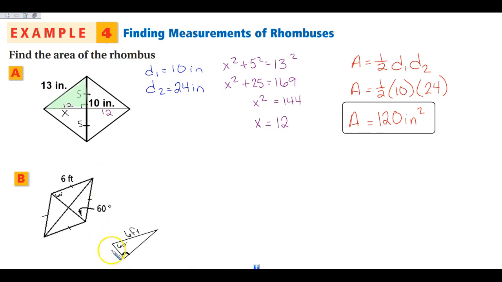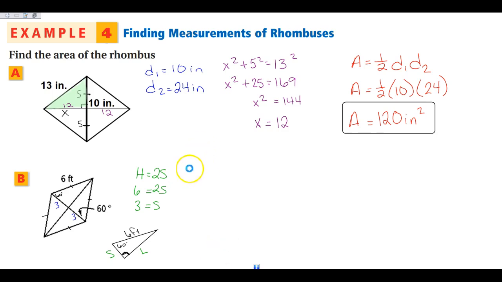So remember, this is my short side, my long side. So we're going to use our 30-60-90 formulas. My hypotenuse is 2 times my short side. So my hypotenuse is 6, so it's going to be 2 times my short side. Okay, divide both sides by 2. I get that my short side is 3. So I know that this is going to be a length of 3, and this is going to be a length of 3, because those are my short sides.